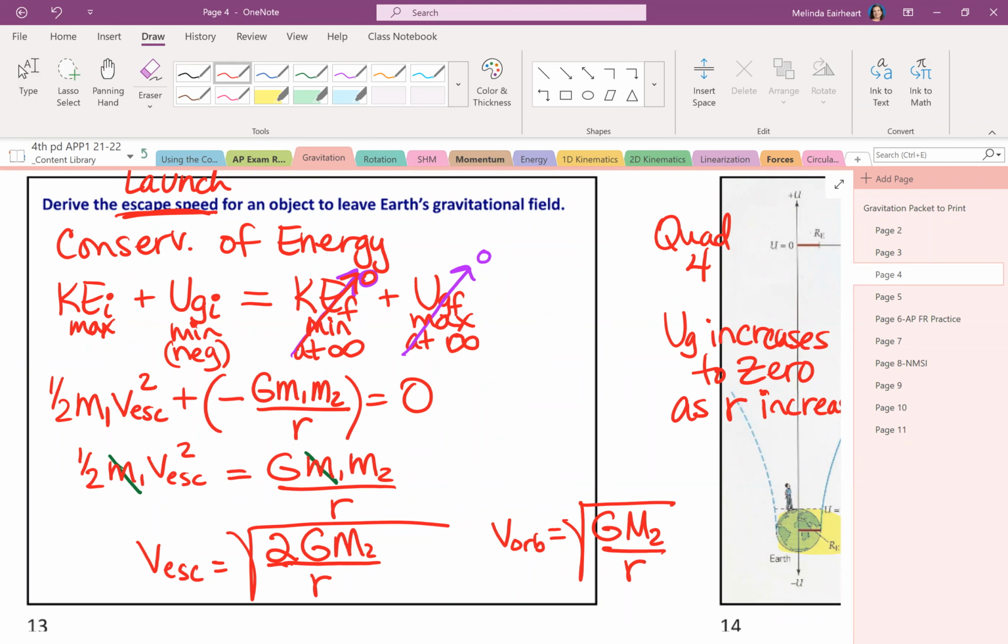When you throw something up and it increases in potential energy, the kinetic energy decreases. If you're going to the extremes, it's going to decrease all the way to zero. Up, up, up, a split second stop, except now we're at infinity. So we have to have a super big launch speed so that we can get it there and leave the Earth's gravitational field. Does that help?